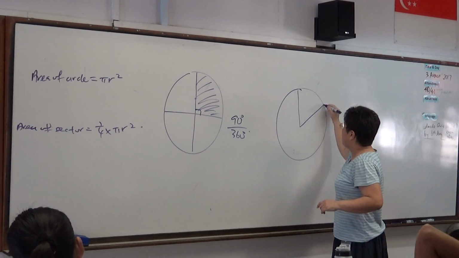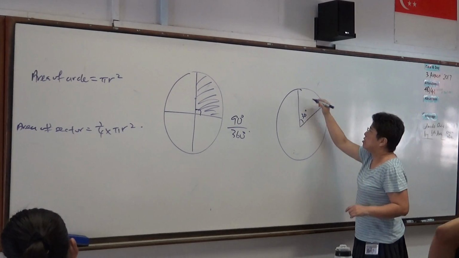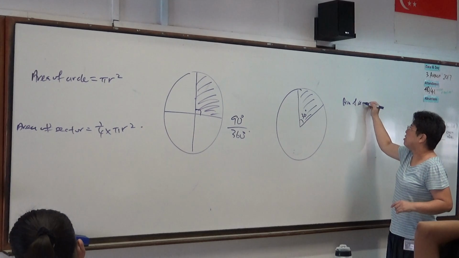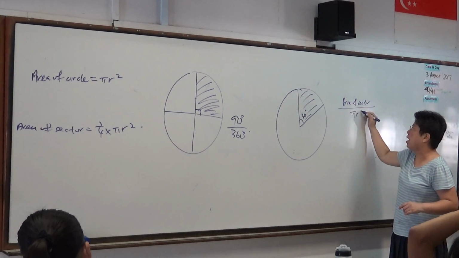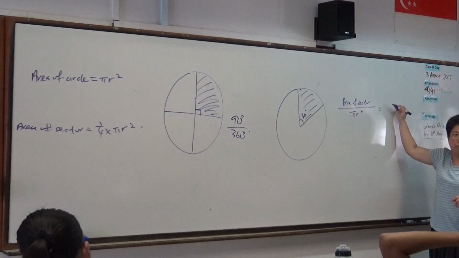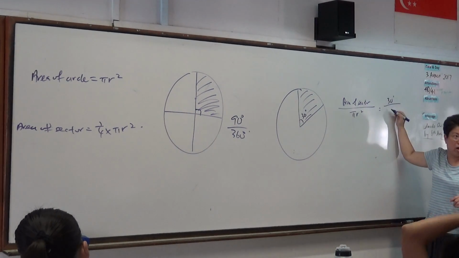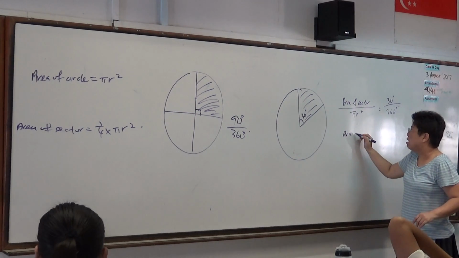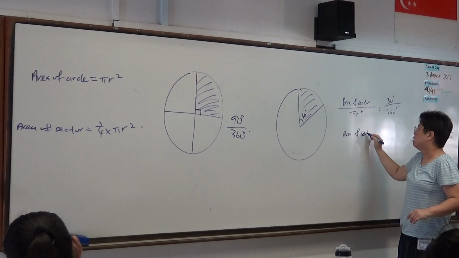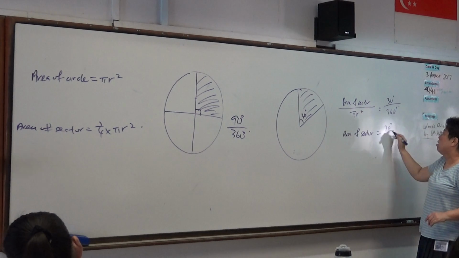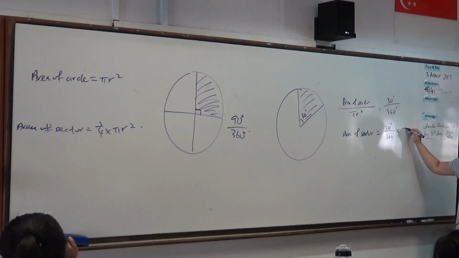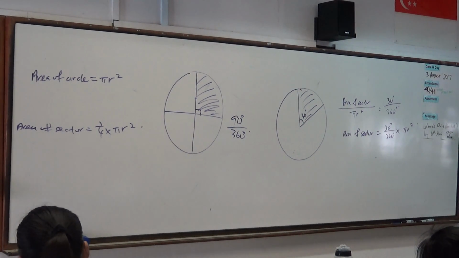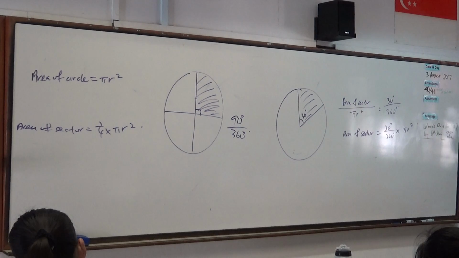If I have something here, 30 degrees, how would I find the area of this sector? So area of sector over pi r square will be 30 degrees over 360 degrees. Okay? So area of sector will be 30 over 360 times pi r square. That's how you get the one that is on page 257. Are you all okay? It all falls from there.